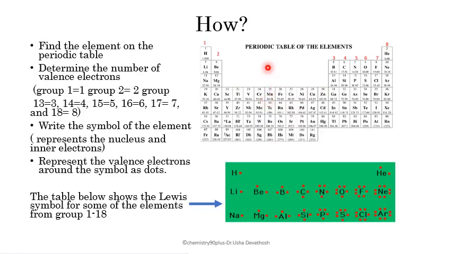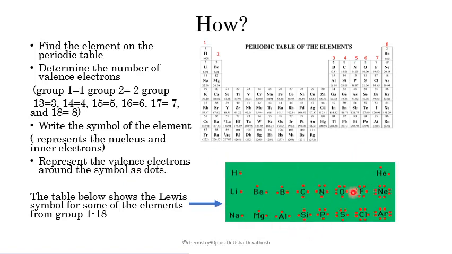So we are concentrating on the main group, and group 13, 3 valence electrons, group 14, 4 valence electrons, group 15, 5, 16, 6, 17, 7, and group 18, 8 valence electrons. Remember that and write it down on top of your periodic table, on top of the group, okay? And then write the symbol of the element that represents the nucleus and the inner electrons, which we call core electrons as well. So you don't have to worry too much about it. You just write the symbol of that element and then represent the valence electrons around the symbol as dots, as you can see in this table.